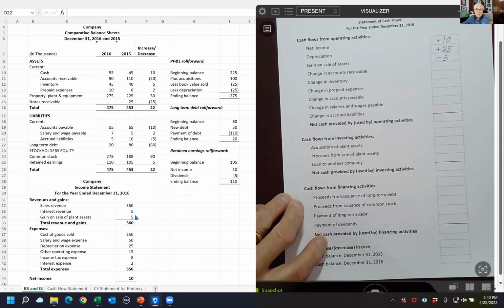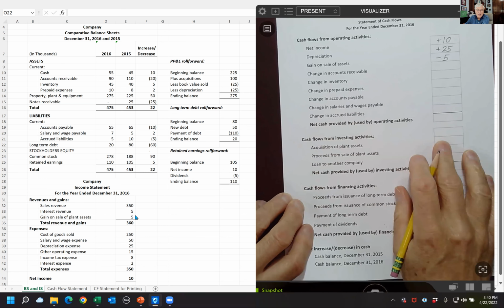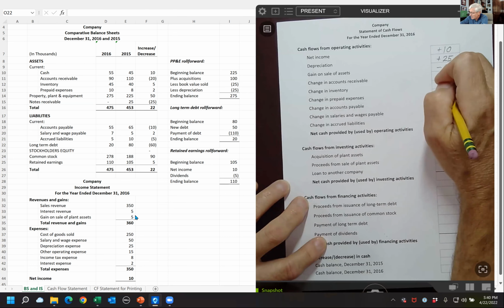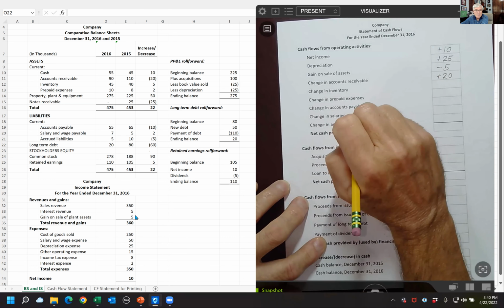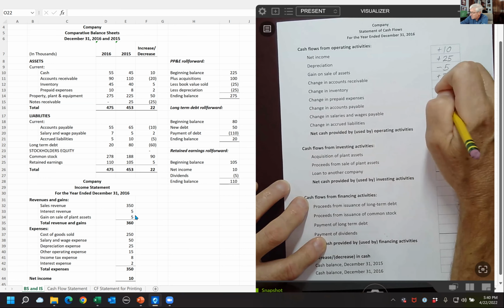Now I'm just going down, just doing my brain dead work. Accounts receivable went down by 20, plus 20, opposite direction. Inventory went up by 5, minus 5.